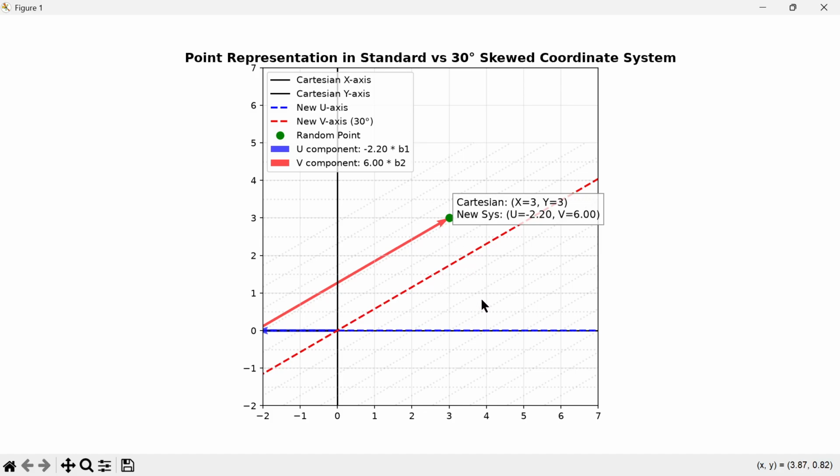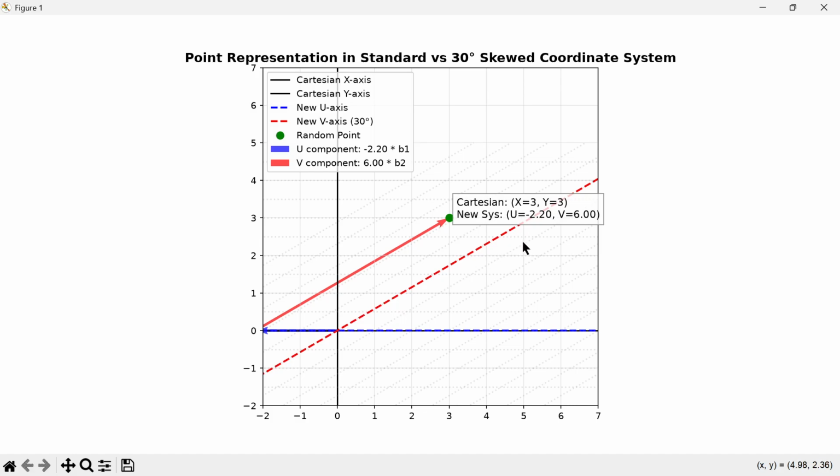So in the Cartesian plane, if we take a point here, the green dot, in Cartesian coordinates we represent it as x equal to 3 and y equal to 3, because the distance from the y-axis is 3 and the distance from the x-axis is also 3.